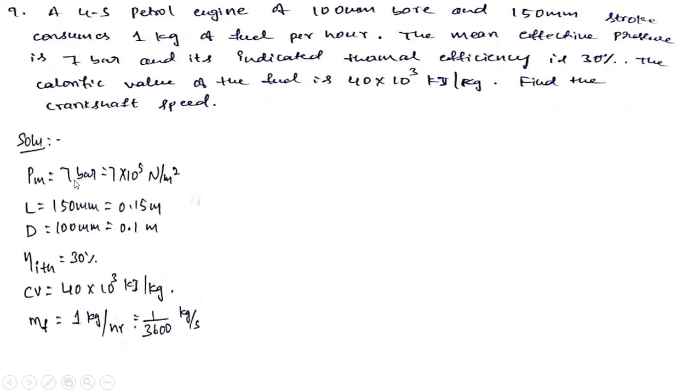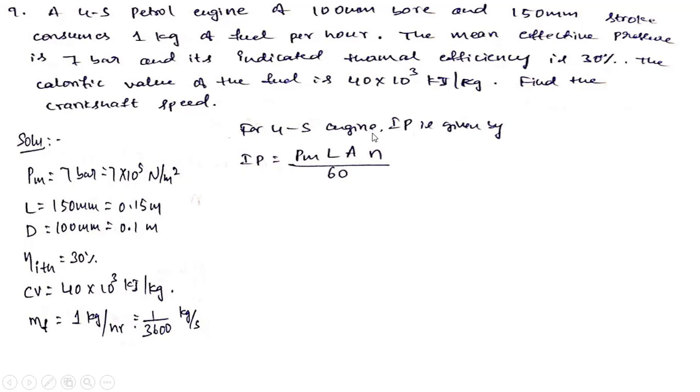Mean effective pressure is given as 7 bar, that is 7 × 10^5 Newton per meter square. Stroke length is 150 millimeter, 0.15 meter. Diameter is 100 millimeter, that is bore or cylinder diameter, 0.1 meter. Indicated thermal efficiency is 30%. Calorific value is 40 × 10^3 kilojoule per kg. Mass of the fuel consumed is 1 kg per hour, so we will convert this into kg per second: 1 divided by 3600 kg per second.